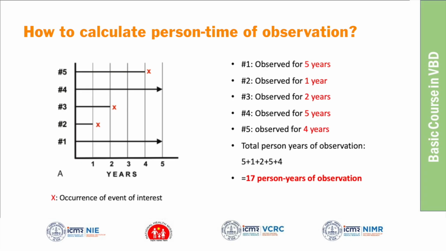So in this case, suppose you are looking at an event which is marked as X. If you are going to do incidence risk, then what will you do? 3 divided by 5. Whereas if you want to do incidence rate or incidence density, then it should be 3 divided by 17 person years of observation. So that is the difference between incidence risk and incidence rate.